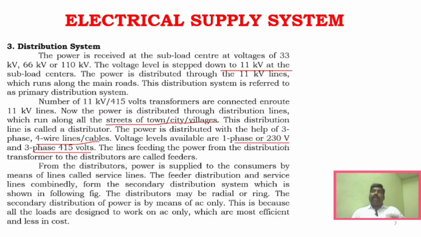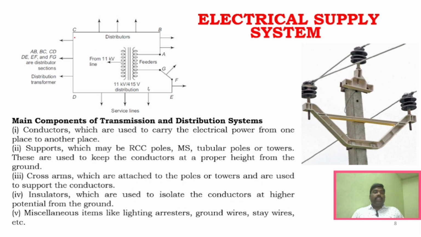The power is distributed from the distributor to the consumers using service lines, whereas the line from the substation to the distributors is called the feeder line. You can see this one. These are called distributors. From these distributors, it is sent through what are called service lines. And you can see from the substation, the wire which goes to the distributors is called feeders.